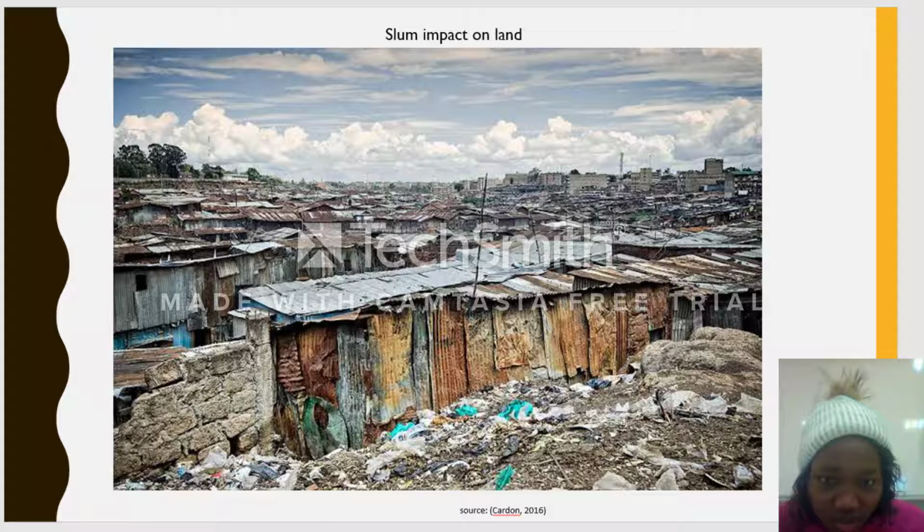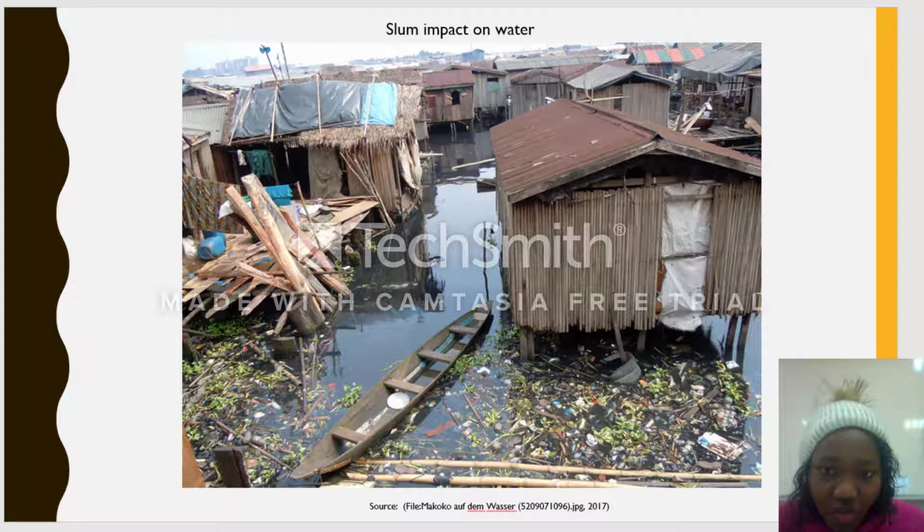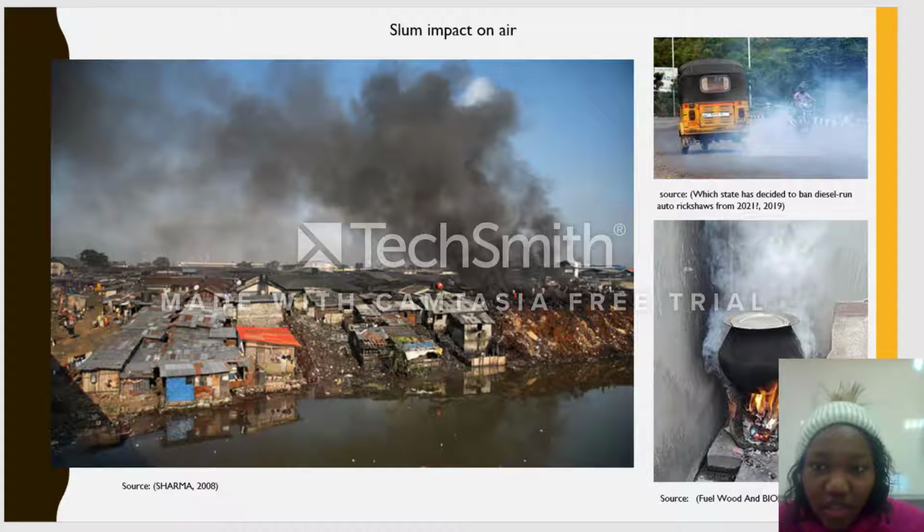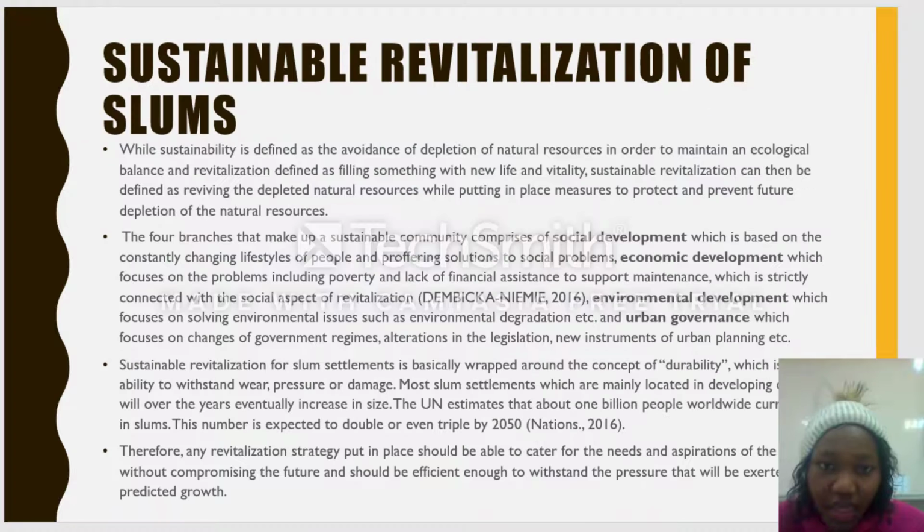We can see the substandard housing and the way the environment looks. There's the impact of slum settlements on water. And the third slide shows the impact of slum settlements on air, both in the means of transportation, in cooking means or energy used for cooking, and also the refuse burning that takes place in most slum settlements.